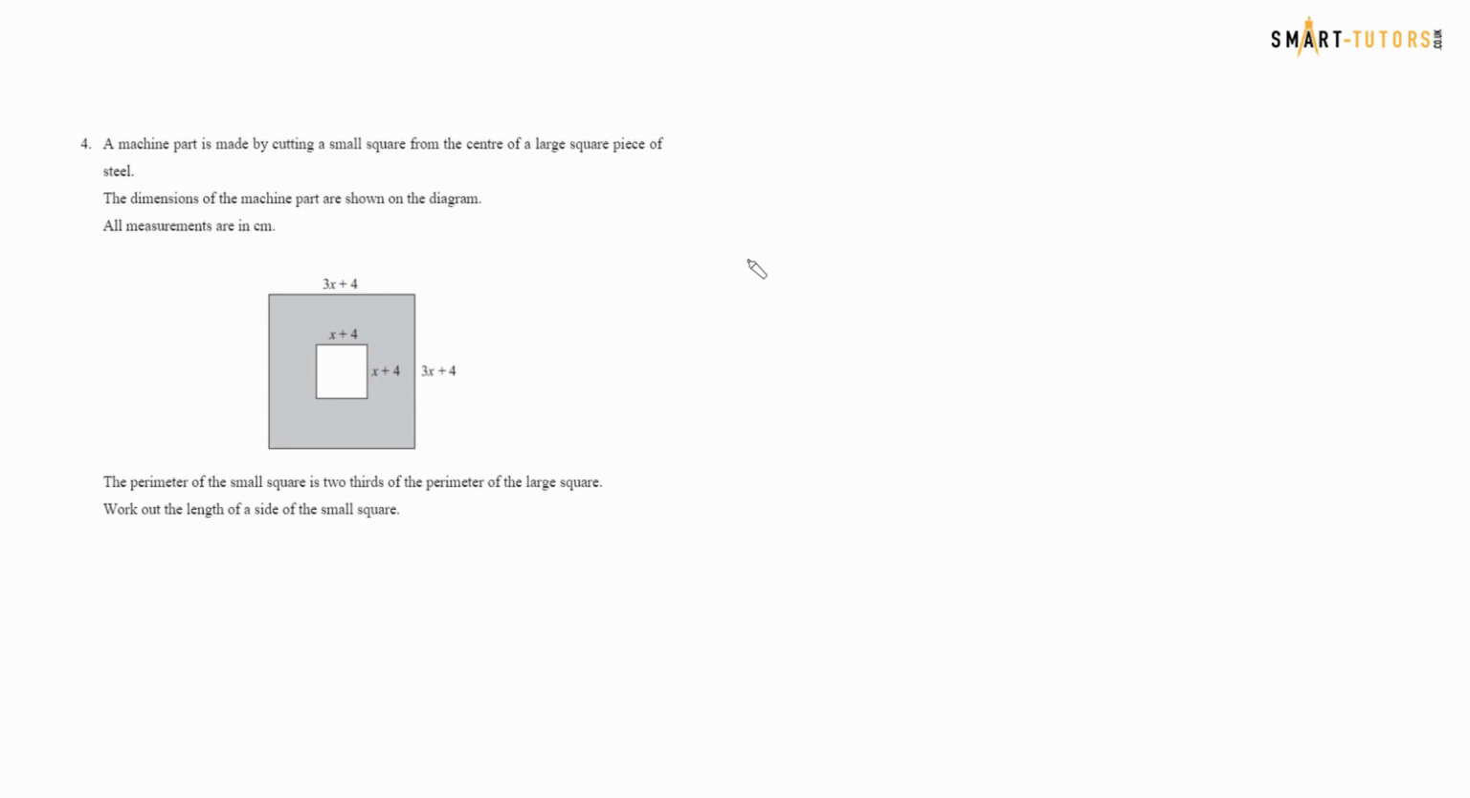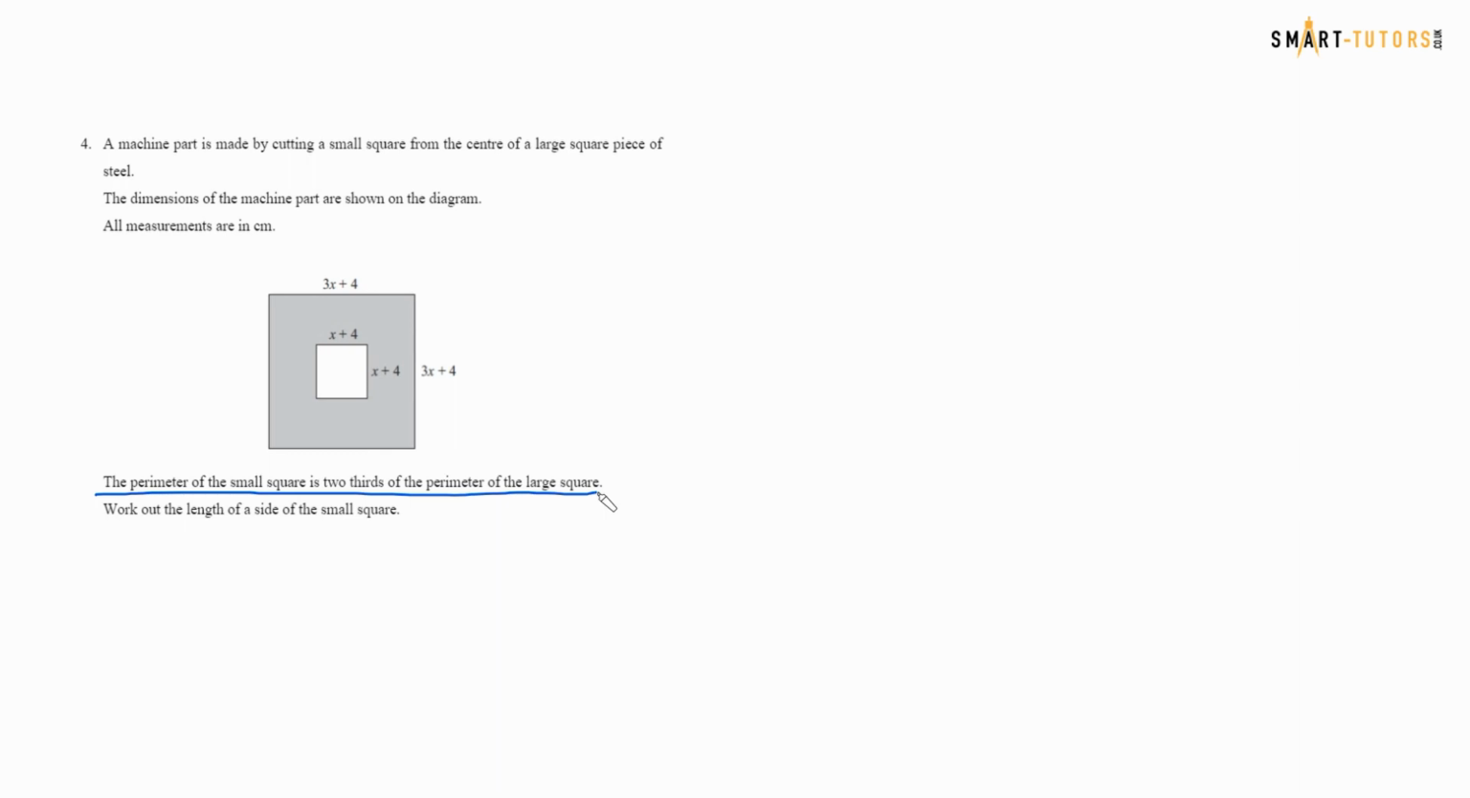Question number 4. A machine part is made by cutting a small square from the center of the large square piece of steel. The dimensions of the machine part are shown on the diagram. All measurements are in centimeters. The perimeter of the small square is 2/3 of the perimeter of the large square. So this is the relationship. You need to be very careful and underline that one. Work out the length of the side of the small square.